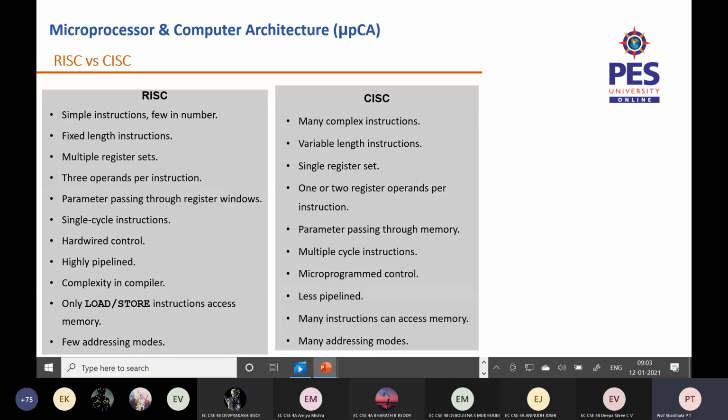In the RISC, parameter passing through register windows, single cycle instructions, hardwired control, highly pipelined, and only load and store instructions access the memory. So this is very important: to access the memory, we should use only load and store instructions. But in the CISC machines, we don't require that; many instructions can access the memory. In the RISC, we have few addressing modes. In the CISC, we have many addressing modes. Again, this part we will discuss, what is highly pipelined. I need to discuss some more here.